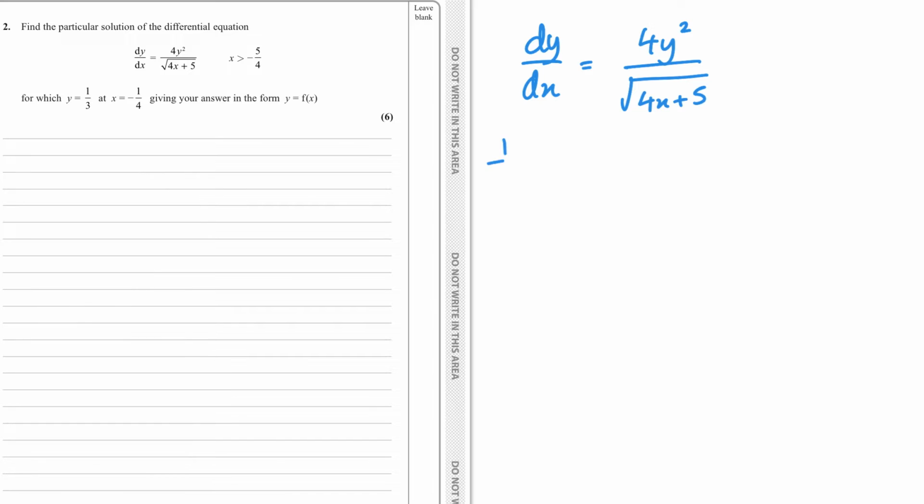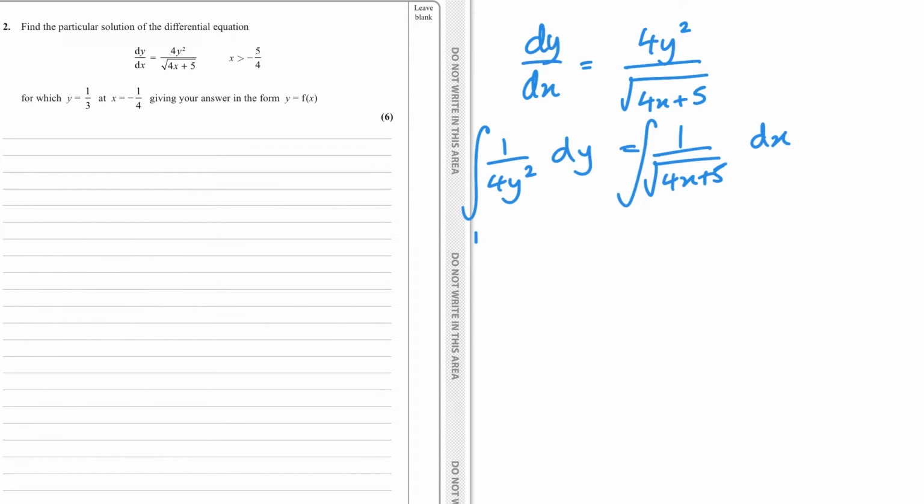So that would mean I get 1 over 4y squared dy on the left, 1 over root 4x plus 5 dx on the right. And then I am integrating these. So on the left, I'm going to take a quarter outside, and I'm integrating y to the minus 2. On the right, I am integrating 4x plus 5 to the power negative a half.